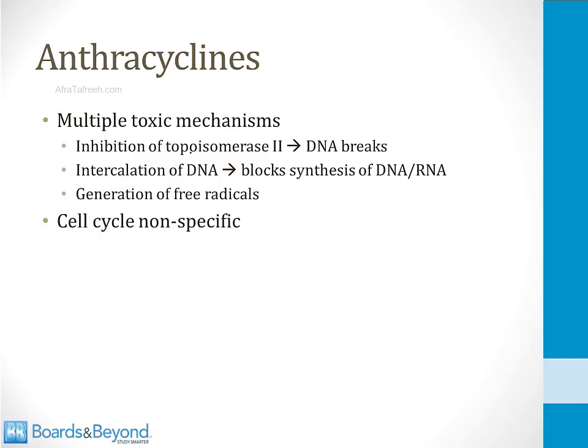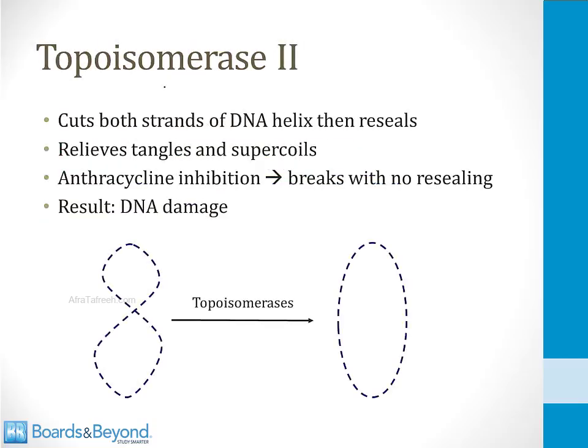Anthracyclines have multiple toxic mechanisms by which they can kill cancer cells. First of all, they've been shown to inhibit the enzyme topoisomerase II. I'll talk about what this means in a minute. This leads to breaks in DNA in cancer cells. They can also intercalate into DNA. I'll explain what that means in a few slides. This blocks the synthesis of DNA and also RNA. And then finally, they've been shown to generate free radicals. And through all of these mechanisms, they can kill cancer cells. And they are cell cycle nonspecific because they can attack cancer cells in any phase of the cell cycle.